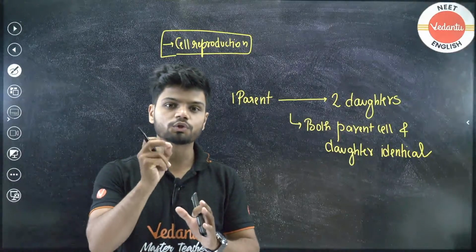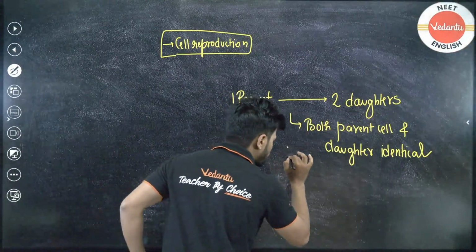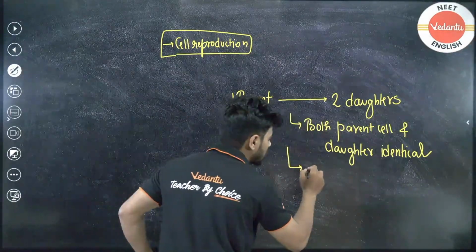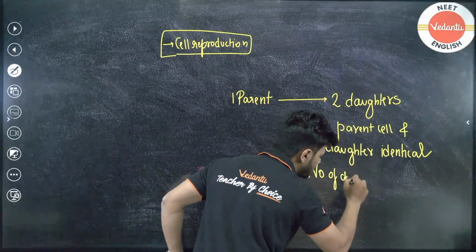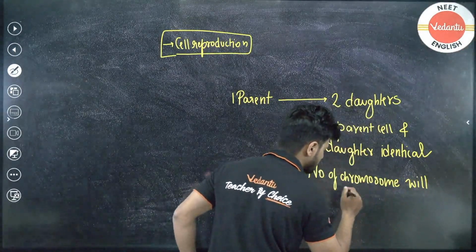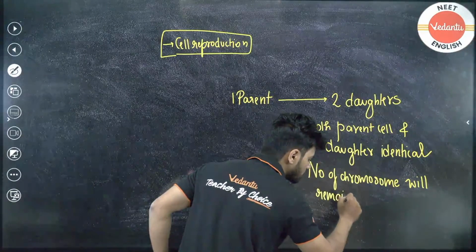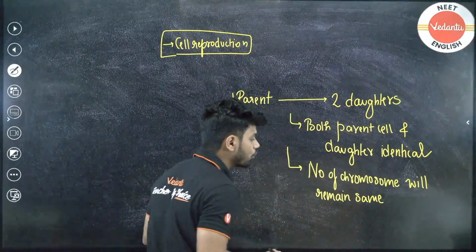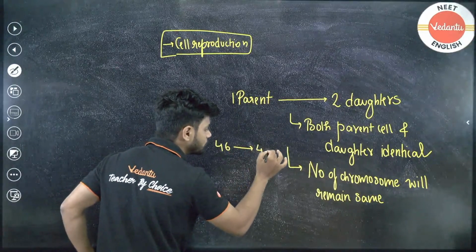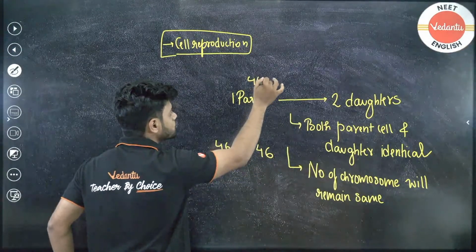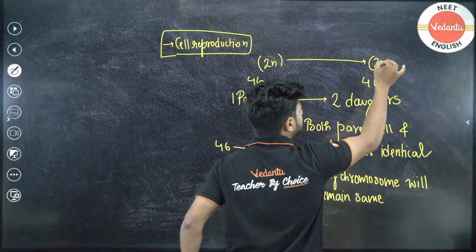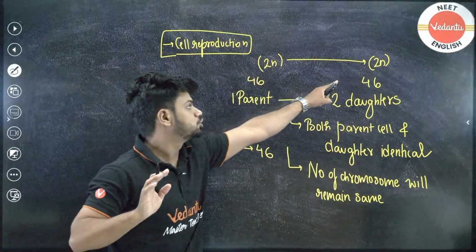But about mitosis, there is one more thing you should understand, that even though the cell is dividing from parent to the offspring, the number of chromosomes will remain the same. That is, there is no change in number of chromosomes. If 46 chromosomes in the parent, there will be 46 chromosomes here, 46 chromosomes here. This was 2n. The offspring will also be 2n. Parent cell is 2n, daughter cell will be 2n.